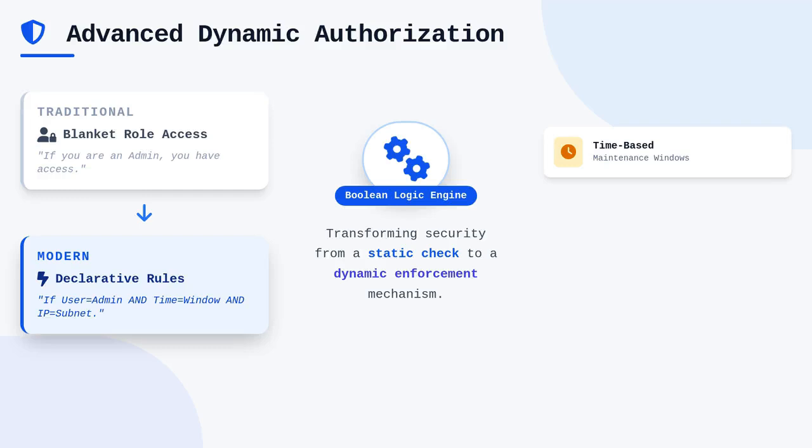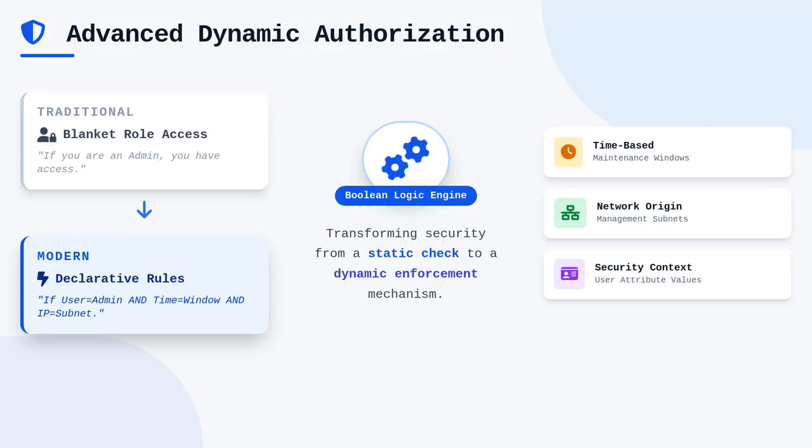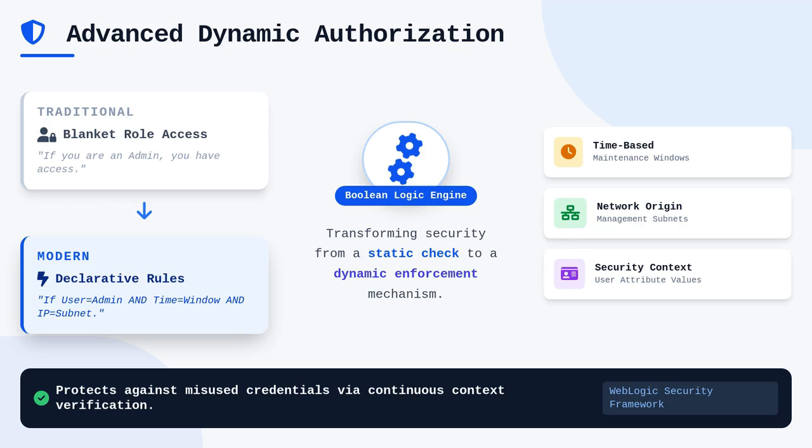By using the Boolean expression language provided by the WebLogic security framework, you can inject logic that considers time of day, network origin, or specific attribute values from the user security context. This level of granularity ensures that your production environment remains protected even if credentials are misused, as the context of the request is verified against your custom policy rules. It transforms security from a static check into a dynamic enforcement mechanism that is sensitive to the operational state of your domain.